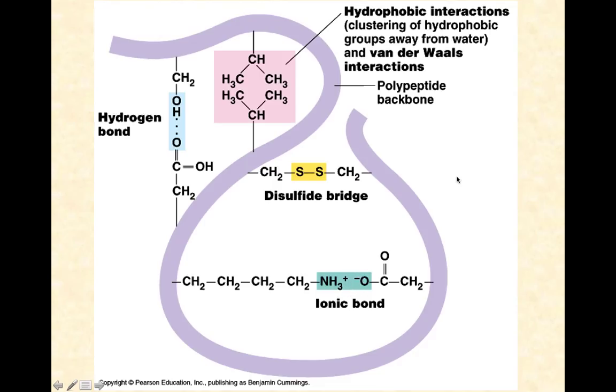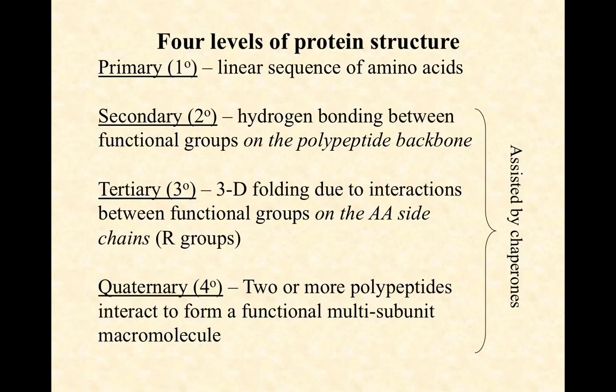So we see really a lot of these major types of bonds and interactions being involved in making sure that the protein folds very, very precisely so that it can carry out the function that it was designed for. Last but not least is quaternary structure, or 4'. This is where we have 2 or more folded polypeptides that need to come together as subunits to form a functional multi-subunit macromolecule. We would call that quaternary structure.